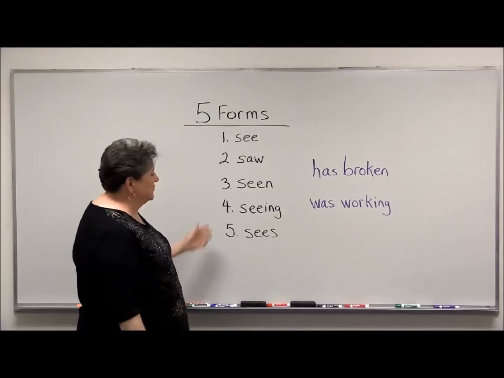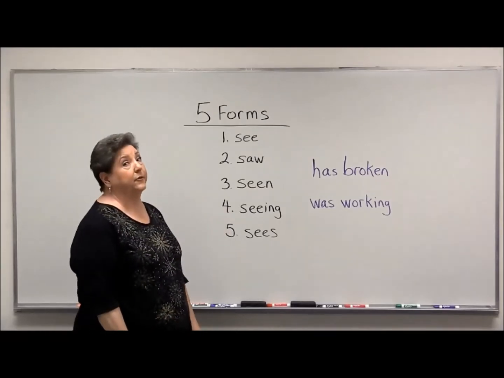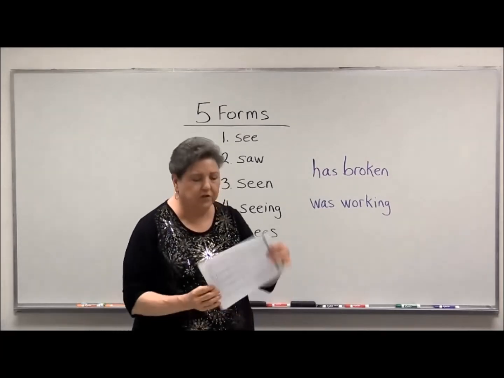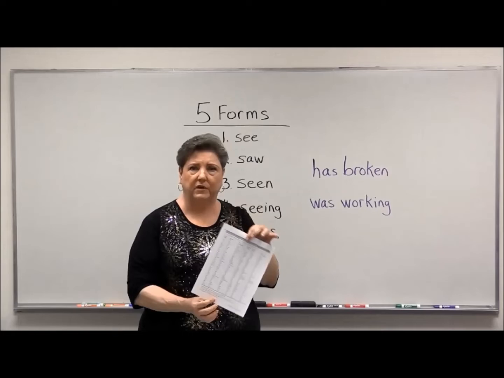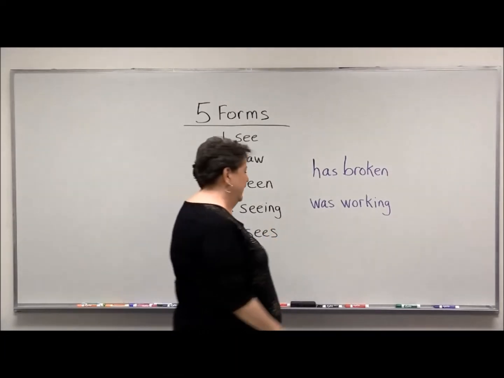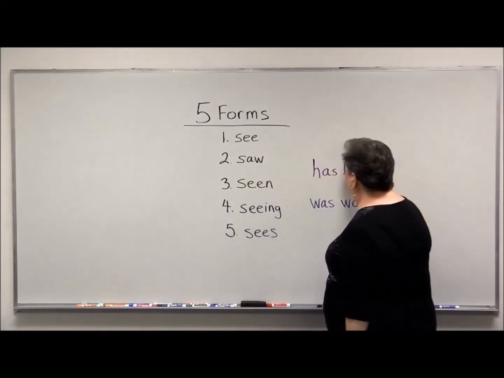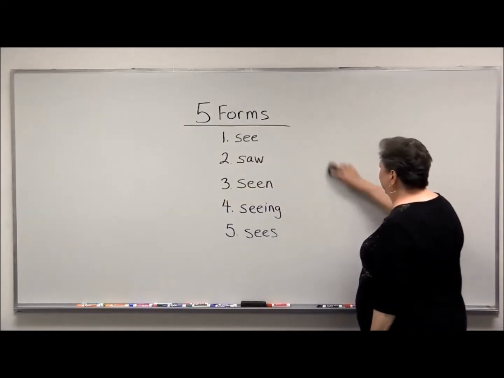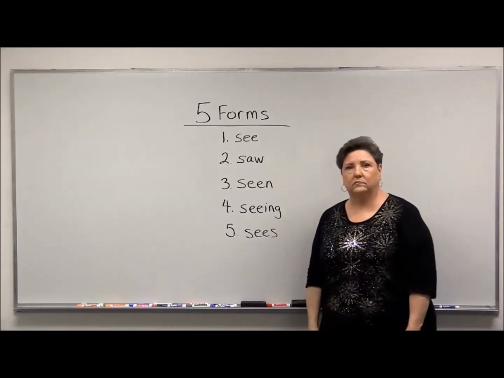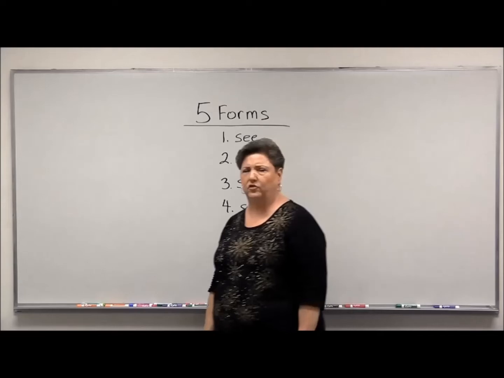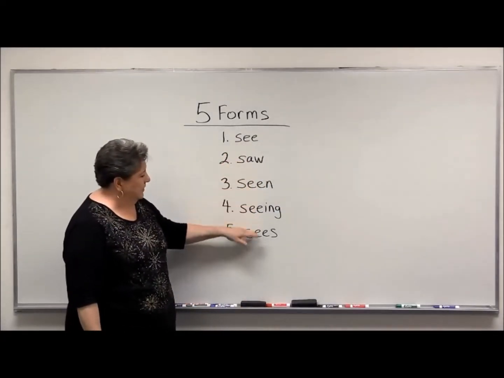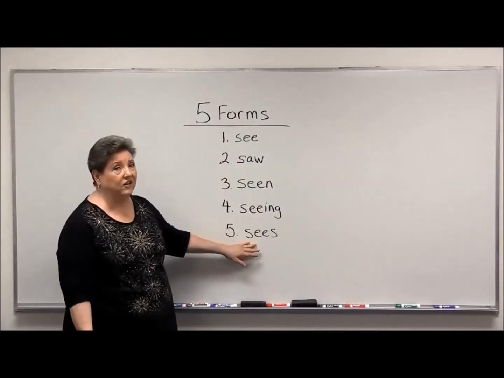So if every English verb has 5 forms, not 3, 5, then why do we only see 3 on these charts that we see in grammar books? I'm going to tell you that in just a minute. All right, before we do that, let's go to regular and irregular. Do you know those words? Is this one irregular? Yes, this is an irregular verb.